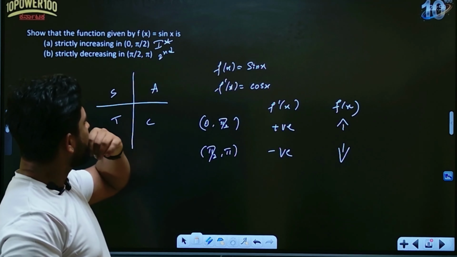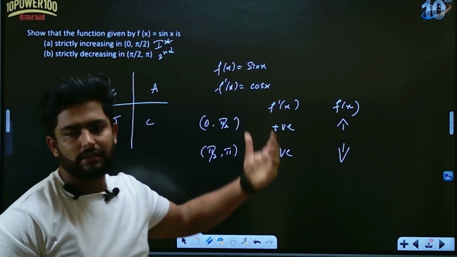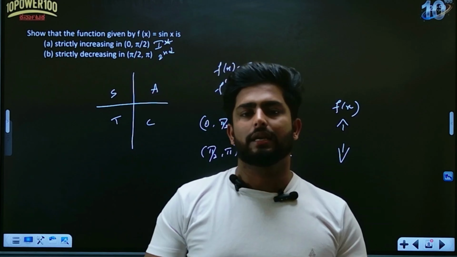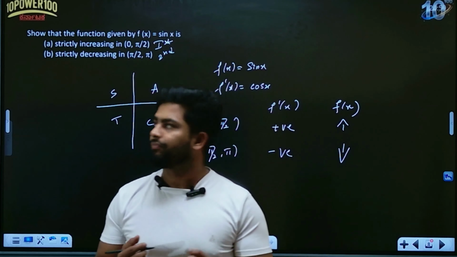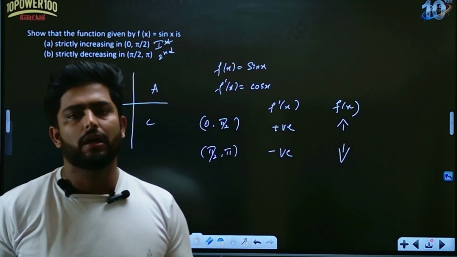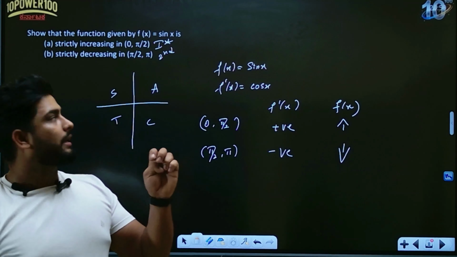So what you have to do is, if you write this much, this is more than enough. And write the conclusion. Please write the reason why it is positive and why it is negative. If you write it like this, we can conclude that sin x is increasing and decreasing in the particular intervals.